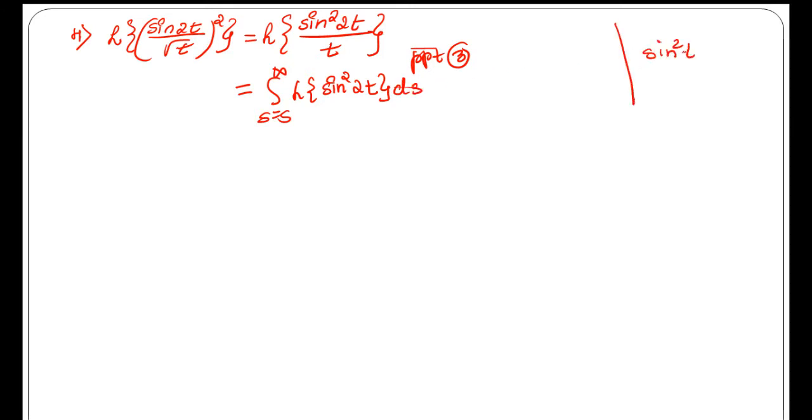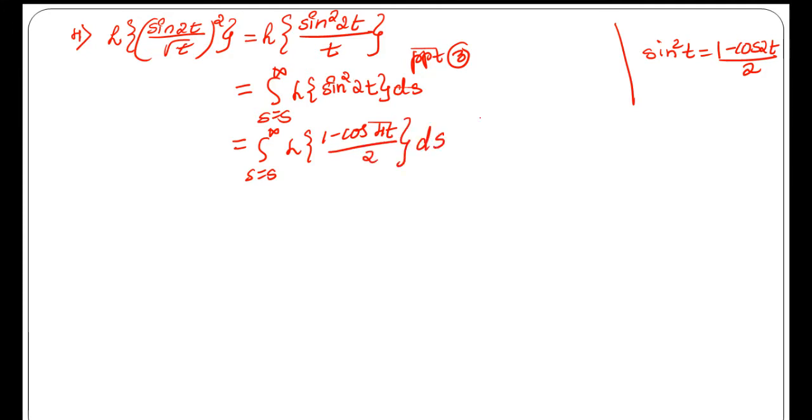For sin square t, we have the formula to linearize it: 1 minus cos 2t divided by 2. But here it is sin square 2t, so 1 minus cos 4t divided by 2. So the integral from s to infinity of the Laplace transform of (1 minus cos 2 into 2t, that is 4t) divided by 2, with respect to s. So 1 by 2 you can take out, it's a constant.